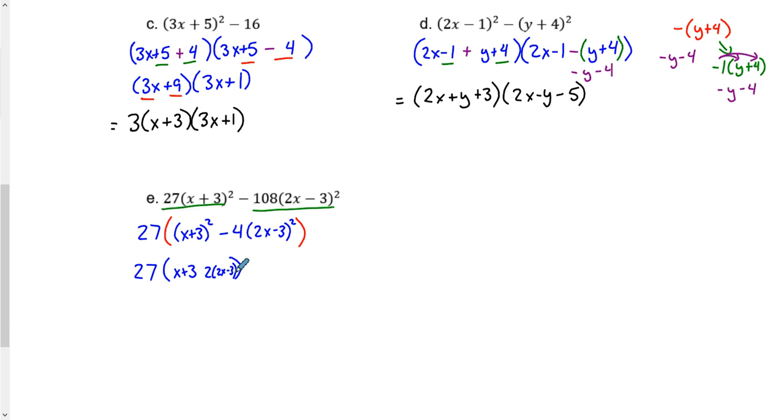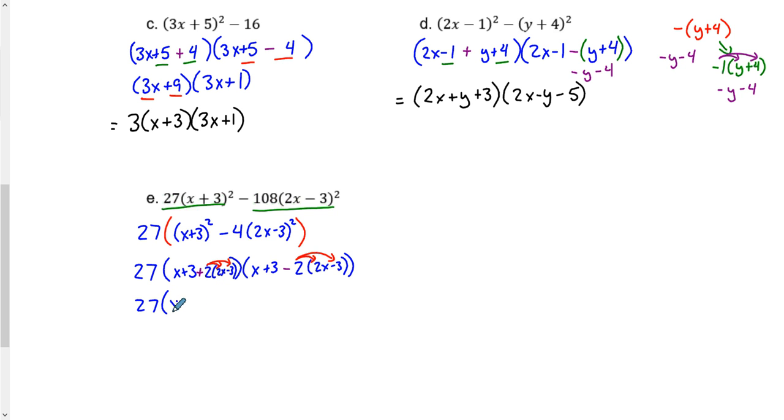2x minus 3. Second one, x plus 3, square root of that one, square root of this one will be a 2x minus 3. Make one positive, one negative. That allows us to distribute the 2 onto what it is directly attached to, simplify and combine like terms.